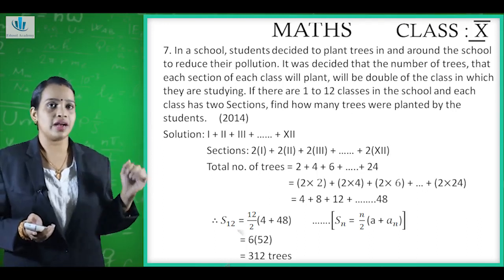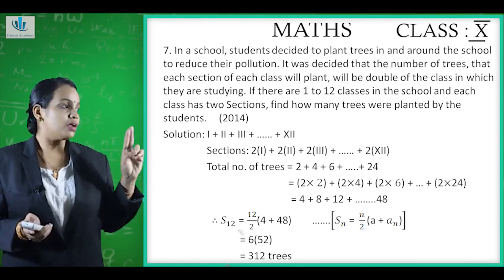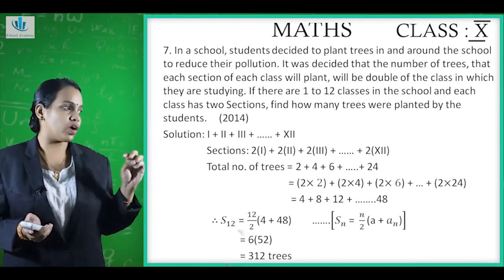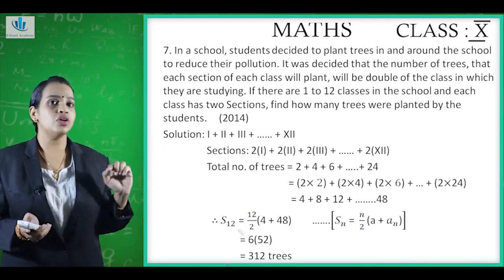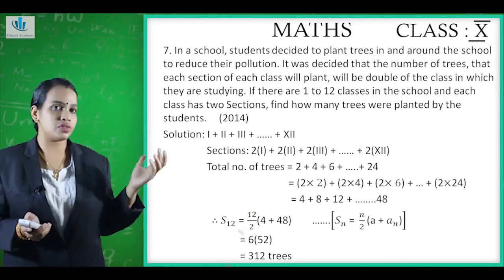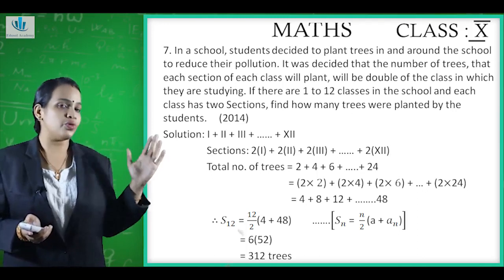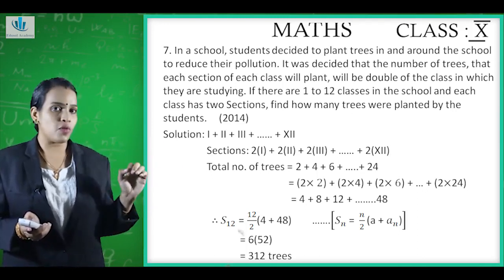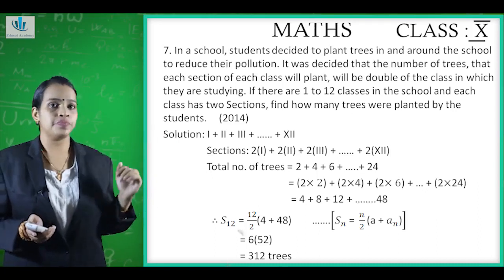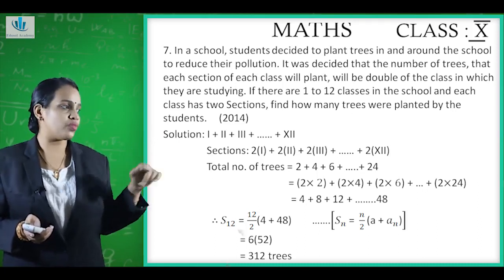Now it is said that the plants planted are double of the class in which they are studying. So what we will do? We will multiply it by 2. So 2 into 2 plus 2 into 4 plus 2 into 6, so on up to 2 into 24. So it will be 4 plus 8 plus 12 plus so on up to 48.